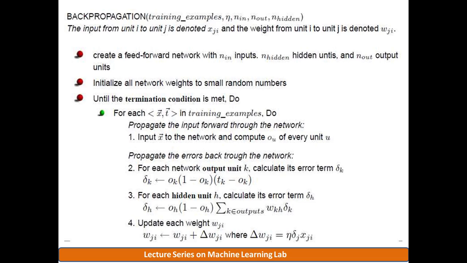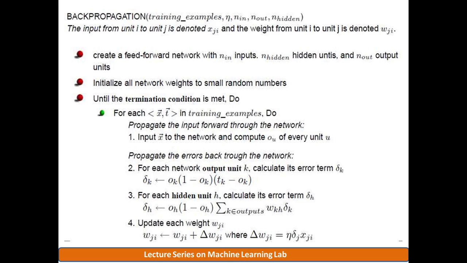The first step is to create a feed forward network with n in inputs, n hidden units, and n out output units. Then the second step is to initialize all the weights of the network with small random numbers. We start the weight calculation by assuming small random numbers for each of the weights.